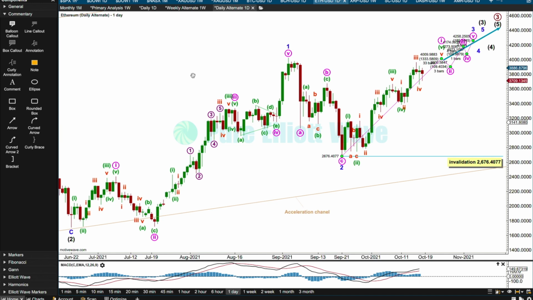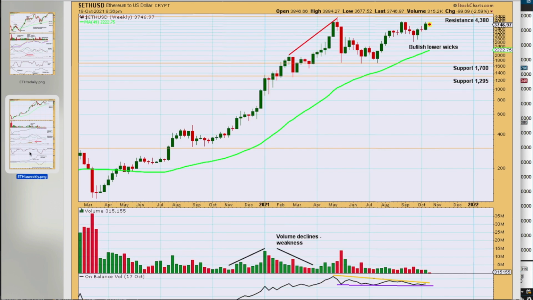Let's take a look at some classic analysis for Ethereum now. At the weekly chart level, Ethereum is in a huge consolidation with really strong support about 1700, resistance above at the prior all-time high about 4380. These 2 candlesticks here on the weekly chart have bullish long lower wicks. This last completed candlestick, which is up to the end of Sunday's data, has weaker volume.